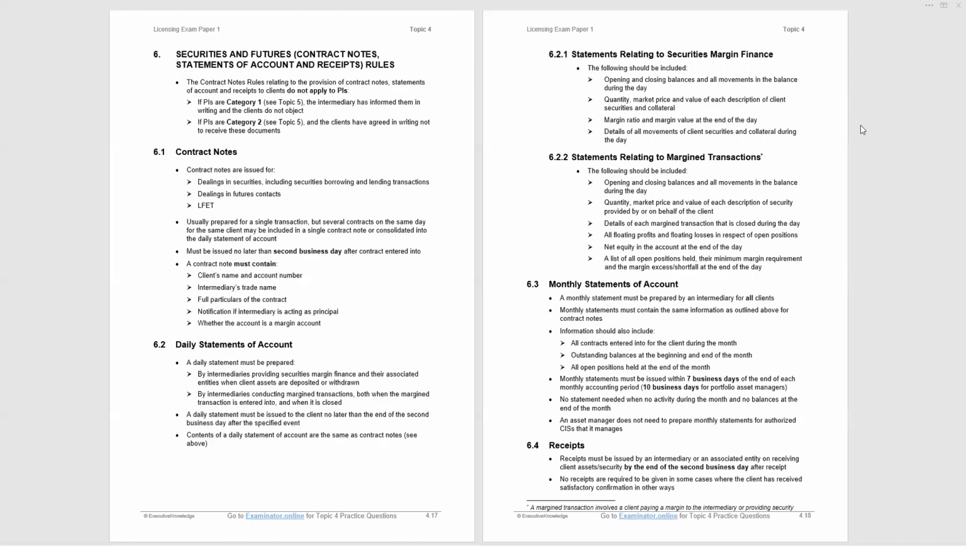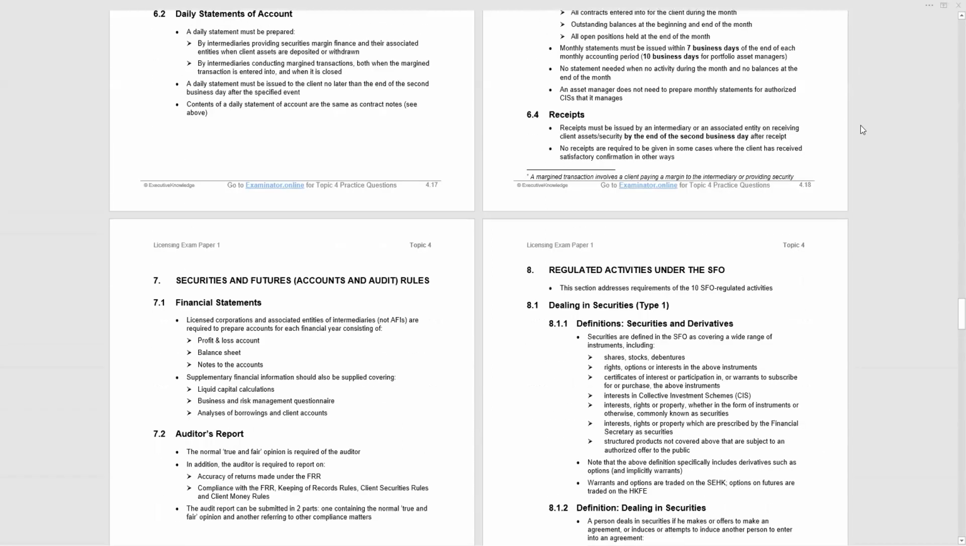Also, receipts 6.4. Receipts should be issued by an intermediary or associated entity when you receive client assets or securities by the end of the second business day, T+2. Now, you must provide daily statements by the end of the second business day. You must supply monthly statements within 7 business days. It's listed in the detail there. It's actually 10 business days for portfolio managers, and T+2, that is by the end of the second business day for receipts under 6.4.